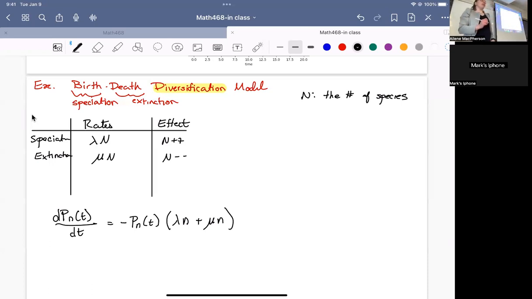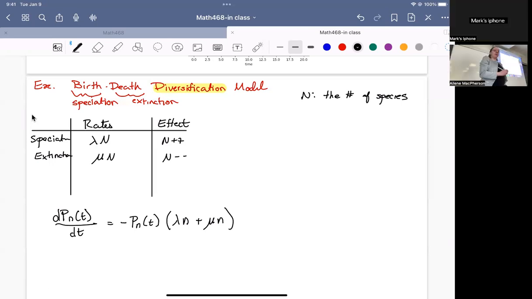All right, what happens if a speciation event occurs? How do I flow in from a speciation event? Yes, Mark. So it would be P of n minus 1 times lambda times n minus 1. Perfect. Because you have to flow in from the case down below you, and then you have to flow out. Or if you have an extinction event and it leads to you ending up in the class, you have to start with one too many species and lose that extra species through extinction.